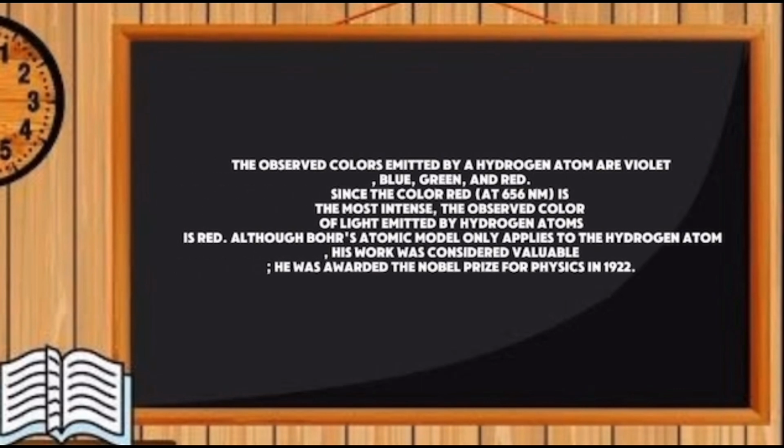The observed colors emitted by a hydrogen atom are violet, blue, green, and red. Since the color red is the most intense, the observed color of light emitted by a hydrogen atom is red. Although the Bohr atomic model only applies to the hydrogen atom, his work was considered valuable. He was awarded the Nobel Prize for Physics in 1922.